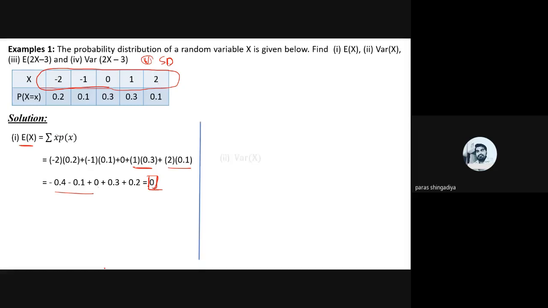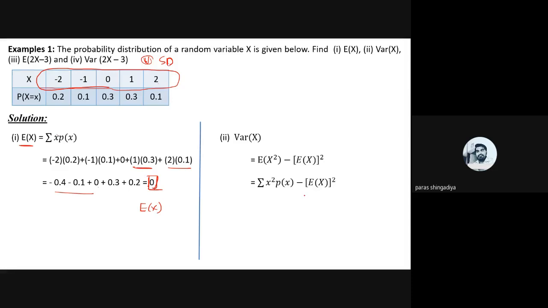Now second one, the variance of x. What is the formula of variance? That is E of x square minus E of x whole square. Here we already derived the E of x answer: E of x is equal to 0. So the second part we have already derived. Now the first part, E of x square, that is sigma x square into p of x. The second term is as it is here, because we already derived that answer.